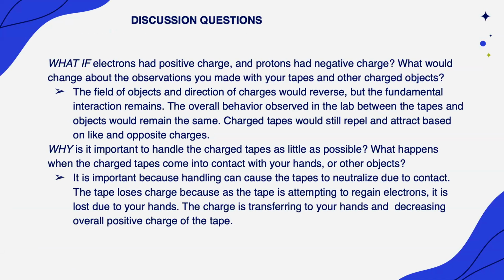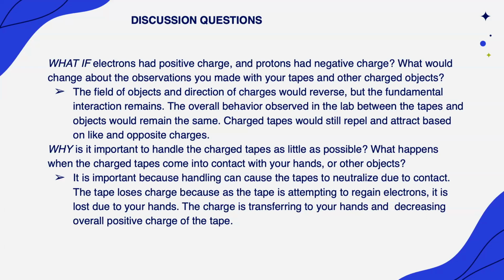Now on to our discussion. What if electrons had positive charge and protons had negative charge? What would change about the observations you had made with your tapes and other charged objects? The field of objects or the directions could reverse, but other than that, nothing changes, and all the observations made throughout the lab remain exactly the same. Although the charged piece of tape would now be considered negatively charged. They will still repel each other, and this is because like charges always repel.